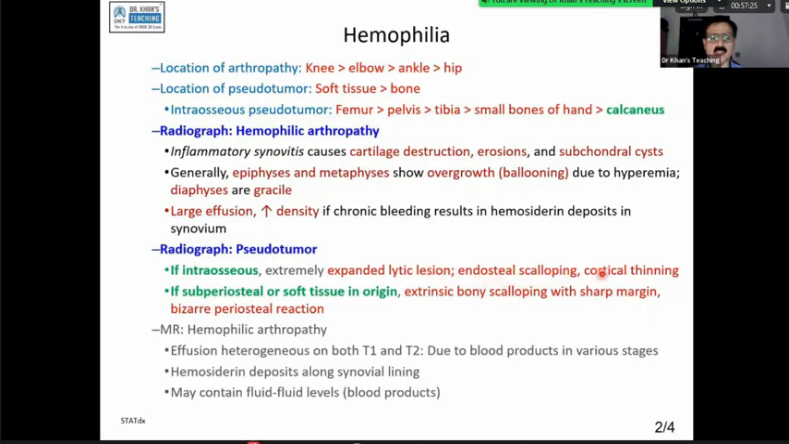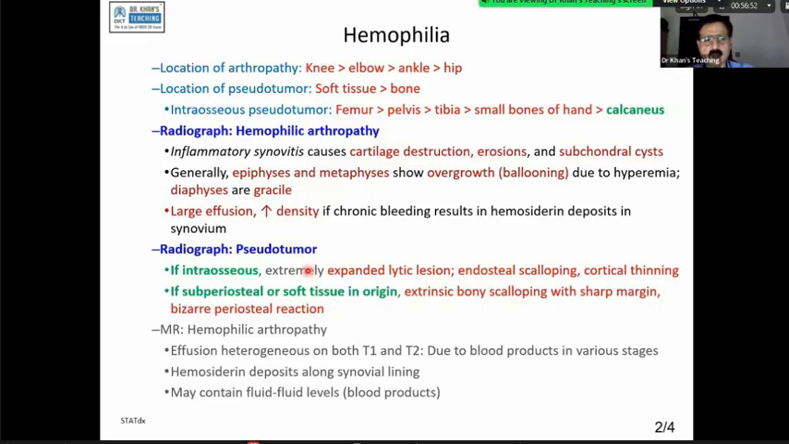There can be endosteal scalloping and cortical thinning. If it is in subperiosteal soft tissue, it will cause extrinsic bony scalloping, or should we use the word, periosteal bony scalloping? And it will give you a bizarre type of appearance. Once you remember it like this, you will master this. It's a very important exam case, by the way. And the key differential is JIA, juvenile idiopathic arthritis.